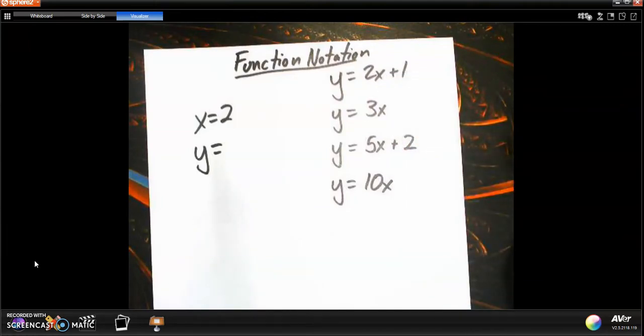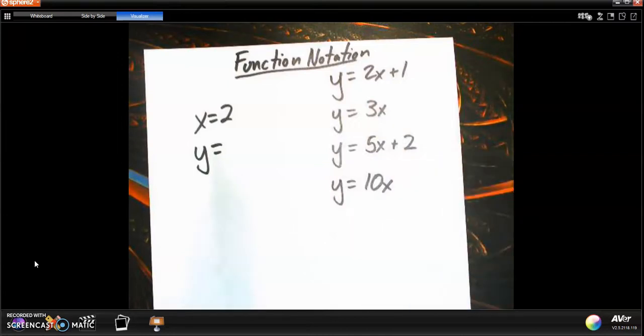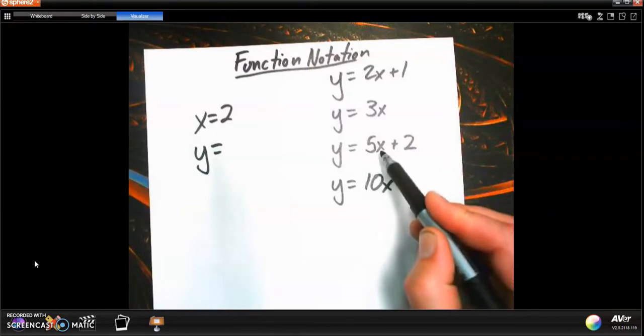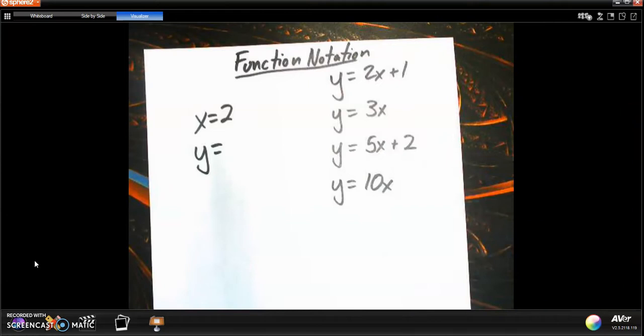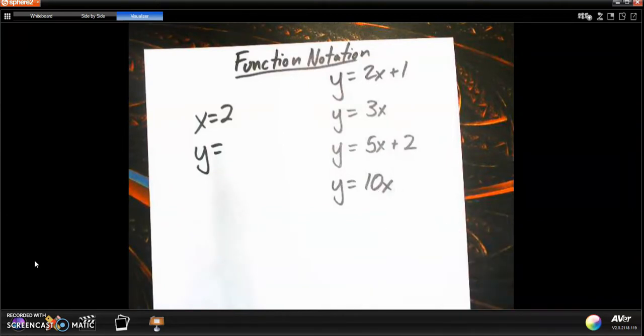Well, no, it doesn't equal that. And it's like, okay, well then it equals 6, because 3 times 2 is 6. And you're like, nope, doesn't equal that either. And you're like, okay, well 5 times 2 is 10, plus 2 it equals 12. You're like, nope. Then it equals 20, because 10 times 2 is 20. You're like, yes, it equals 20. You're like, wait a minute, why does it equal 20? And not all these other things.